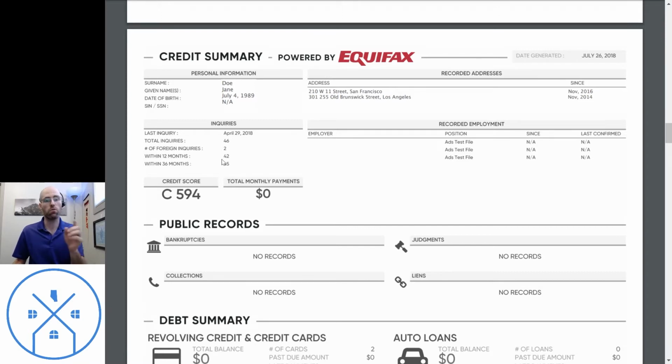So within the last 12 months, 42 of the 46 inquiries were done then. That means they're recently shopping for new credit, and maybe they're getting denied quite a bit, so that's why they keep on applying and applying. That could be a foreshadowing of a bad thing.